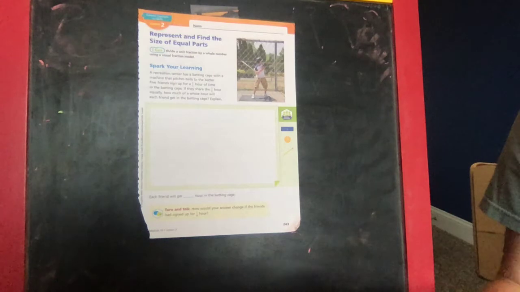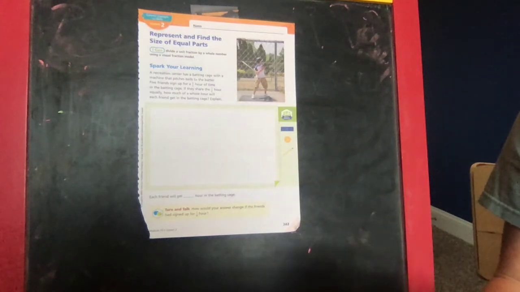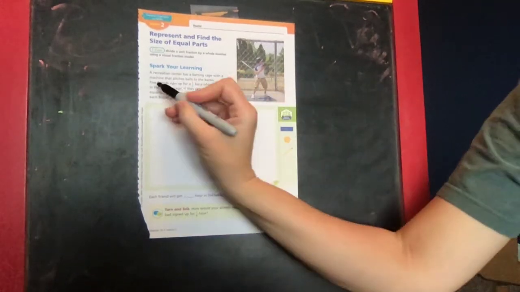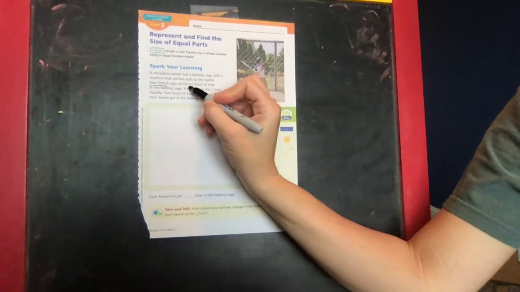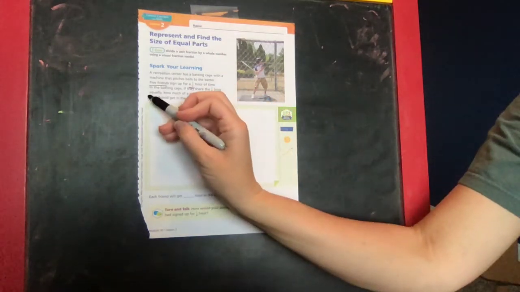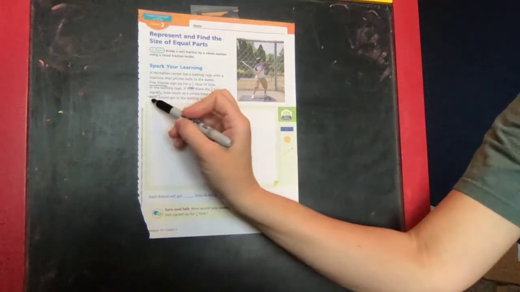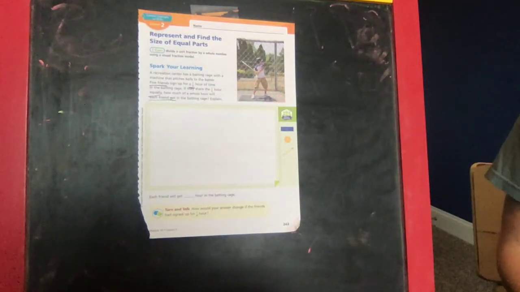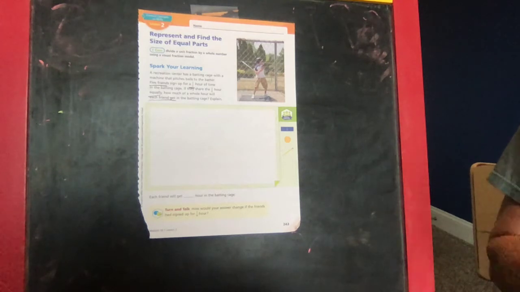A recreation center has a batting cage with a machine that pitches balls to the batter. 5 friends sign up for a half an hour of time in the batting cage. If they share that half hour equally, how much of the whole hour will each friend get in the batting cage? So like we said yesterday, think about what's being divided.